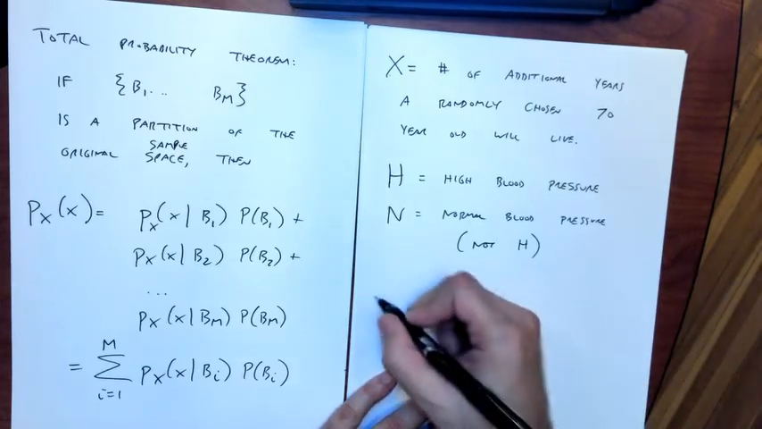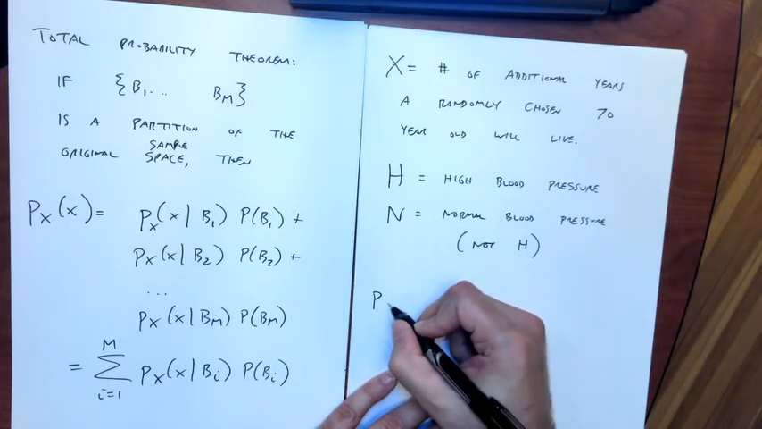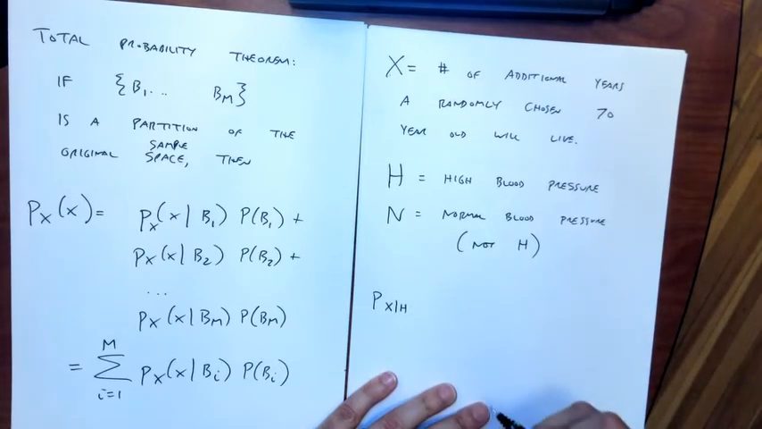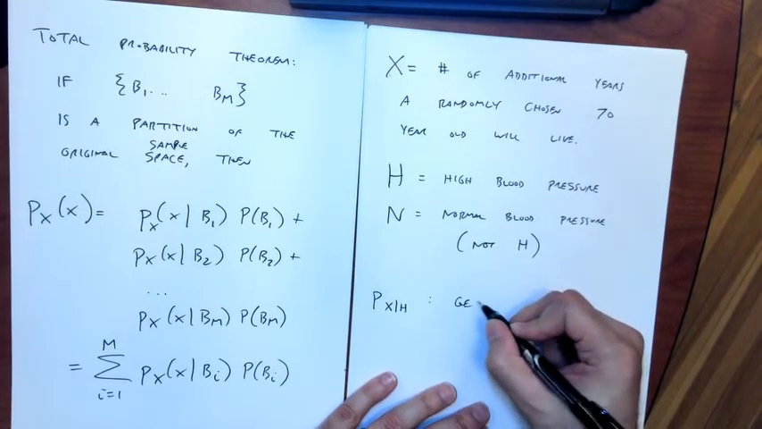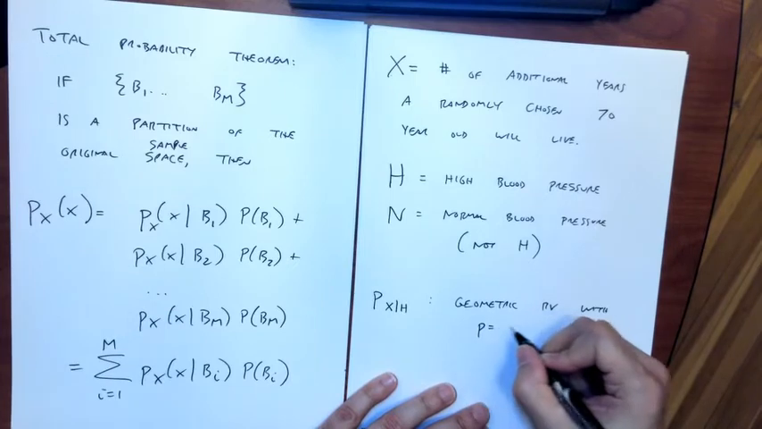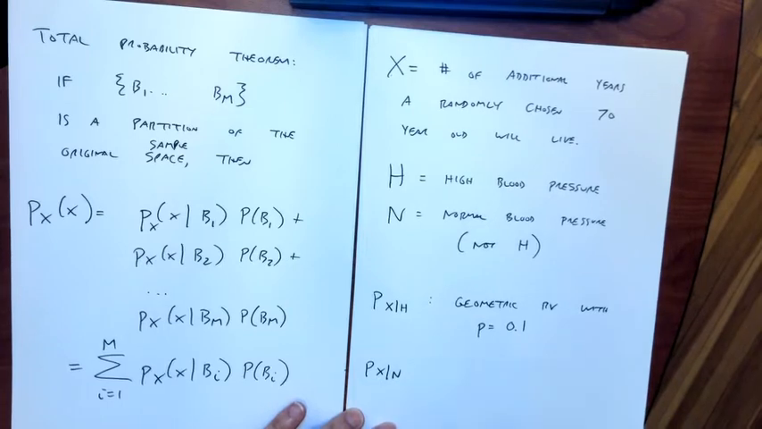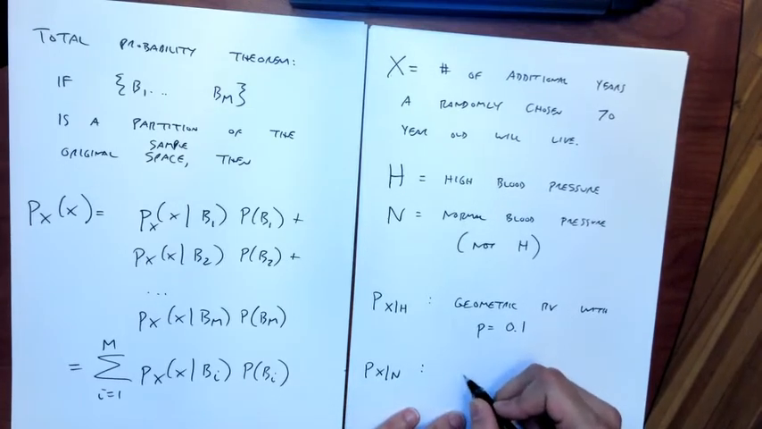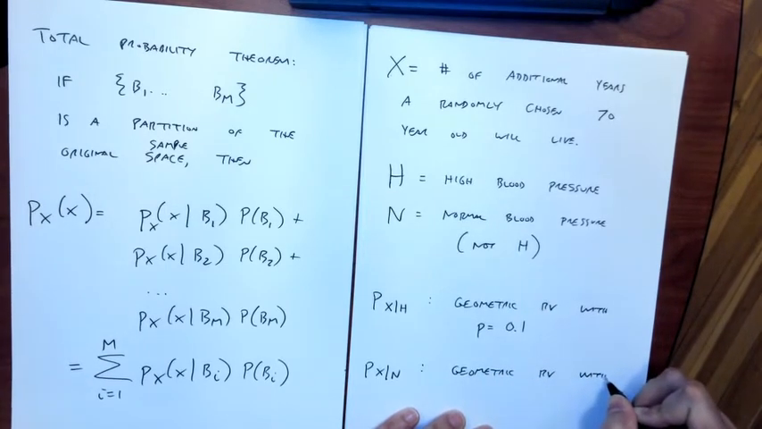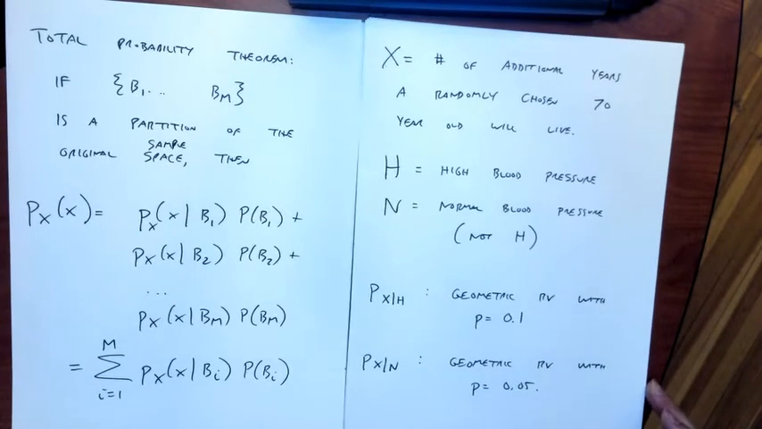And so then I tell you these conditional PMFs. I say, okay, the PMF of X given high blood pressure is a geometric random variable with p equals 0.1. And the conditional PMF with normal blood pressure is a geometric random variable with p equals 0.05. Okay?